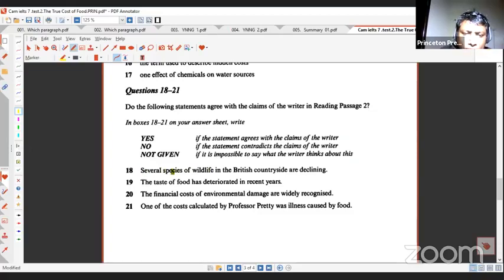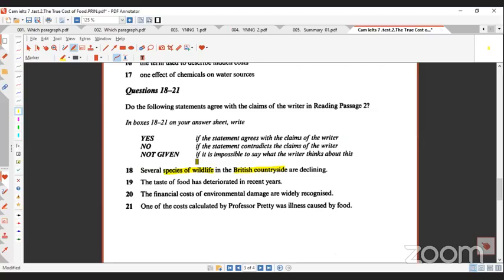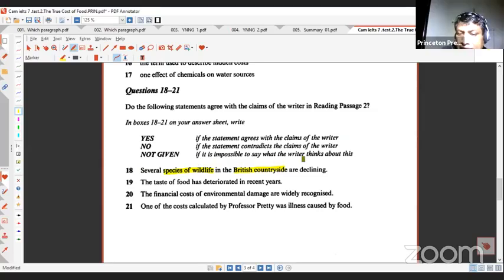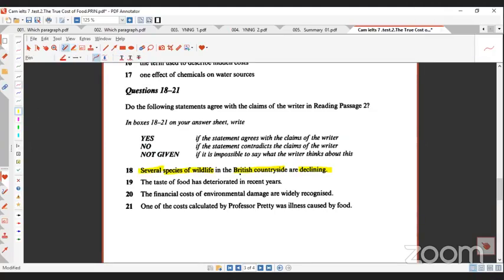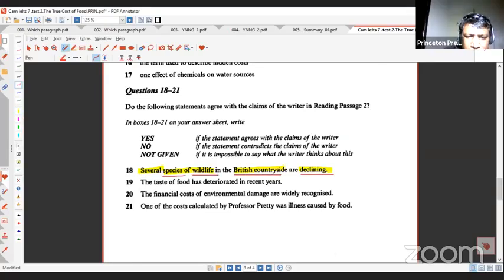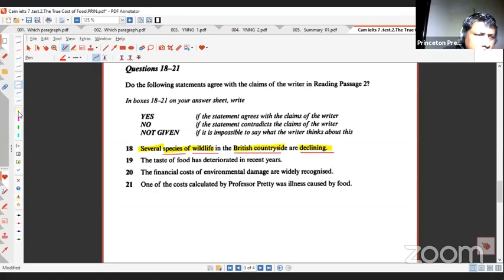Several species of wildlife in British countryside are declining. Sorry, why am I saying wildfire? Wildlife. So is it true, false, or not given? Several species, countryside. Countryside is very important: British countryside, declining, and wildlife species. We should also look at the second one.